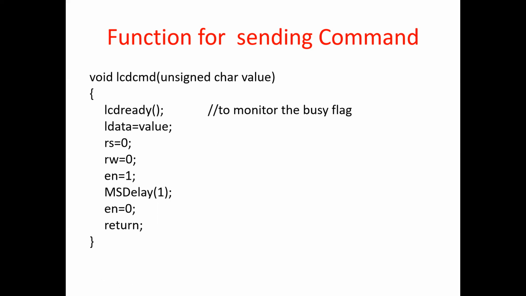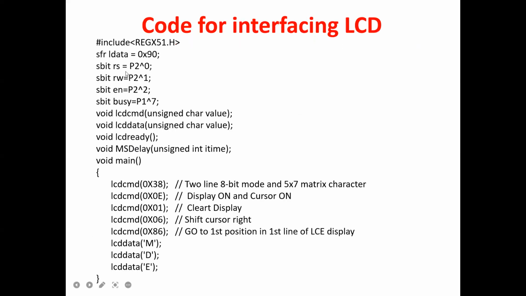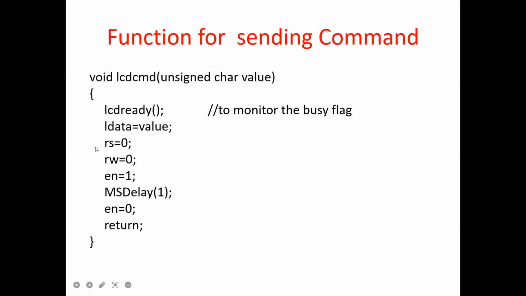Then RS equal to 0. RS is nothing but P2.0. So in the 8051 microcontroller, pin 2.0 will become 0, which is connected to the RS pin of your LCD. Whenever the RS pin of your LCD is 0, the data you are placing on the data pins will be stored in the command register. So the LCD understands that whatever value I am sending, which is 0x38, is not data to be displayed on the screen. It is a command.